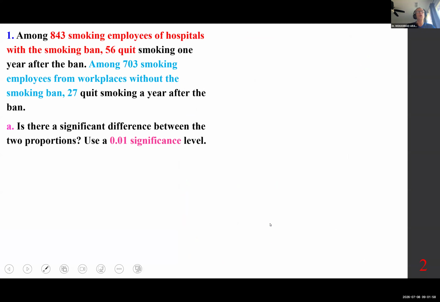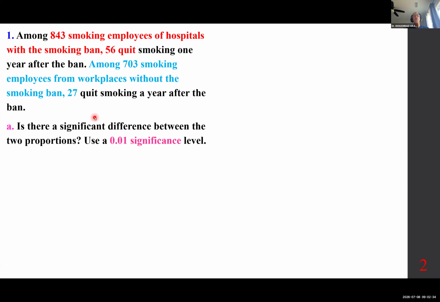Here's an example. Among 843 smoking employees of hospitals with a smoking ban, 56 quit smoking 1 year later after the ban. Among 703 smoking employees from workplaces without a smoking ban, 27 quit smoking a year after the ban. Is there a significant difference between the two proportions? Use 0.01 significance level. As always, we are dealing with an application word problem.